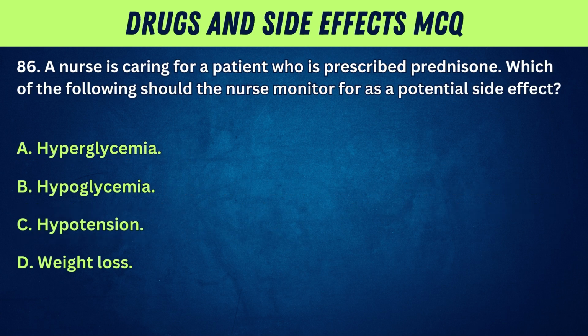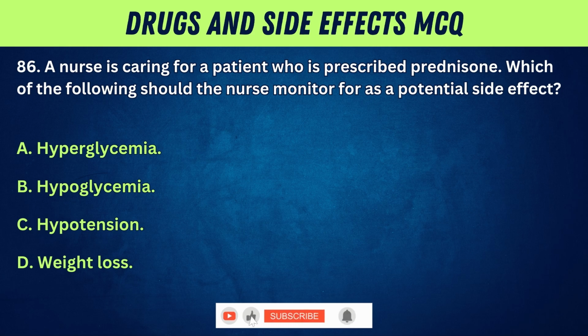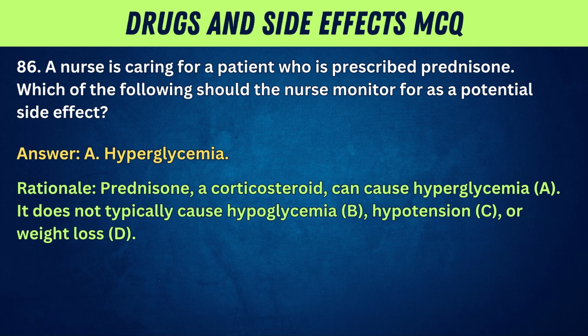86. A nurse is caring for a patient who is prescribed prednisone. Which of the following should the nurse monitor for as a potential side effect? A. Hyperglycemia. B. Hypoglycemia. C. Hypotension. D. Weight loss. Answer: A. Hyperglycemia. Rationale: prednisone, a corticosteroid, can cause hyperglycemia. It does not typically cause hypoglycemia, hypotension, or weight loss.